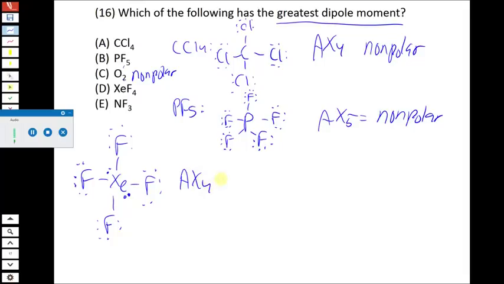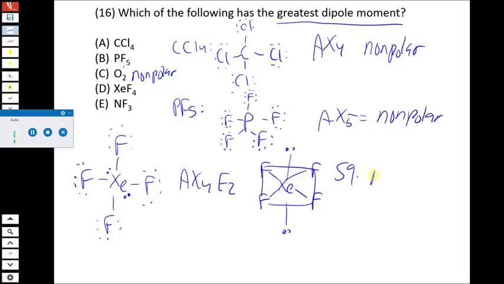But AX4E2, if we draw the structure out, we get 6 electron groups, so it's going to be octahedral. So we have xenon in the center, we have a square plane, and then we have one above and below. But in AX4E2, the 2 lone pairs go 180 degrees apart to be as far away from each other, and we're left with a square planar geometry. So in a square planar geometry, we have 2 pairs of identical dipoles that are oriented 180 degrees apart, so a square planar will also be nonpolar. So AX4E2 has lone pairs on the central atom, but it's still nonpolar.